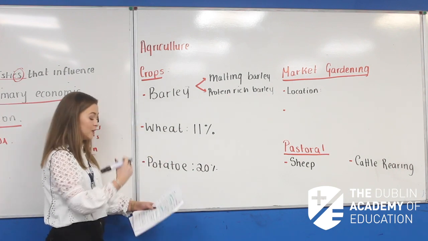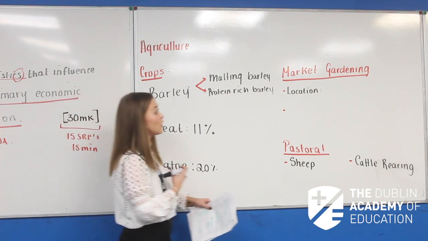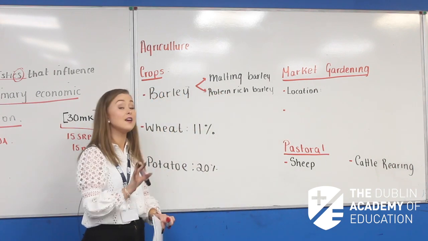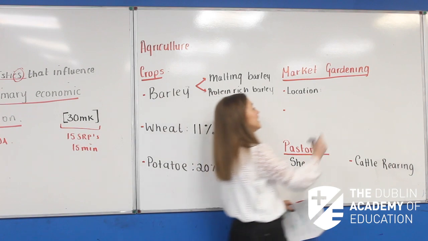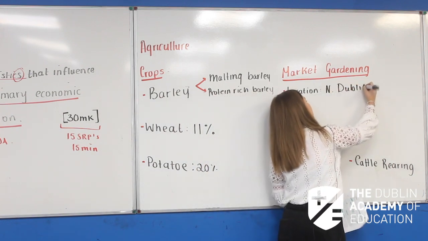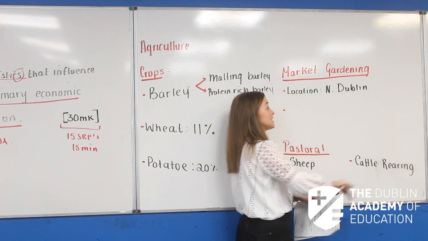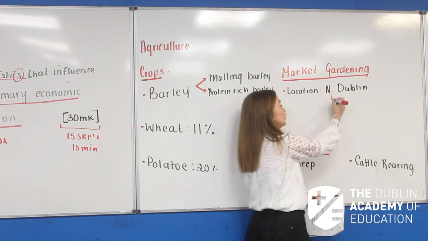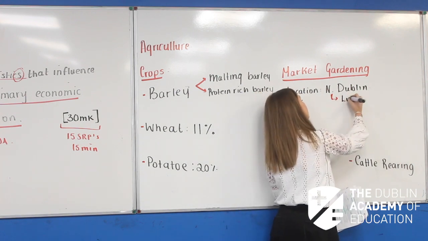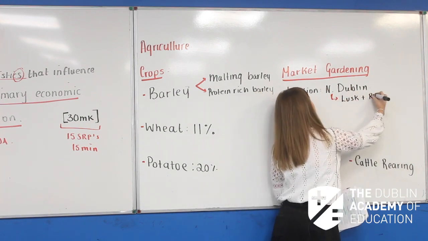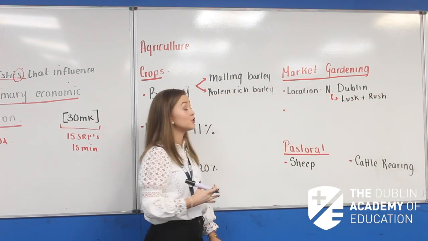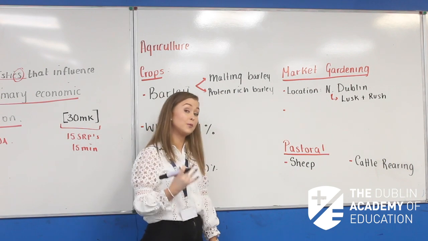Now, after that, when we scan down a little bit further, what we're going to see is that there's a huge emphasis on market gardening in the GDA, in particular in North County Dublin. Between two areas which are or includes Lusk and Rush, okay? So Lusk and Rush. Now, market gardening is extremely productive in the GDA and highly profitable.